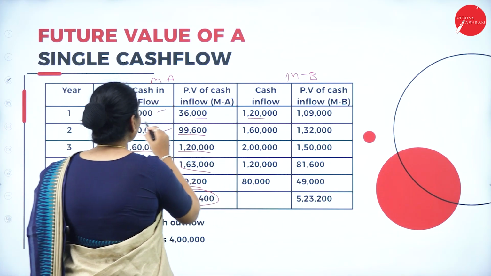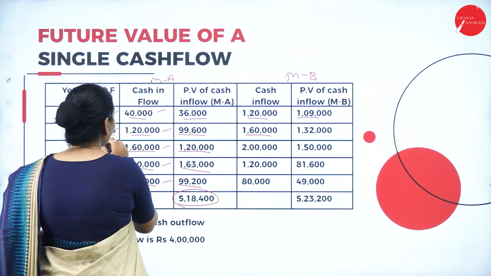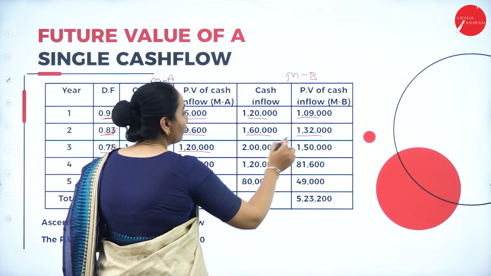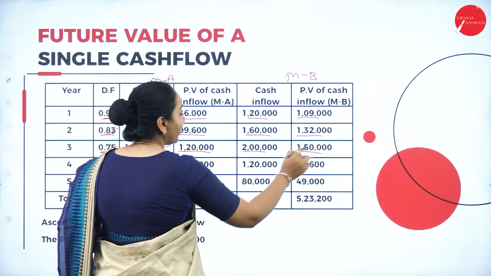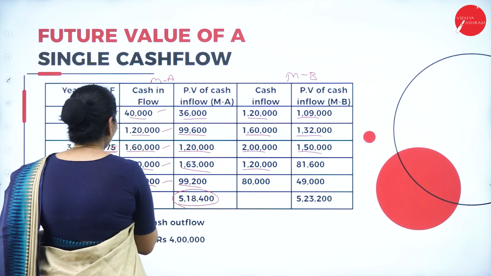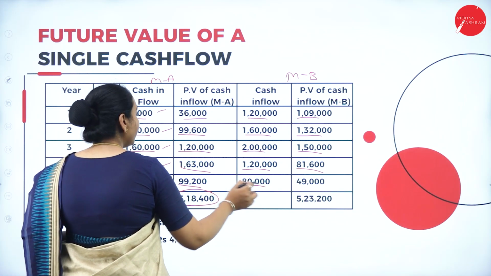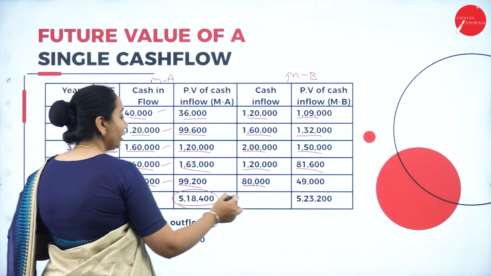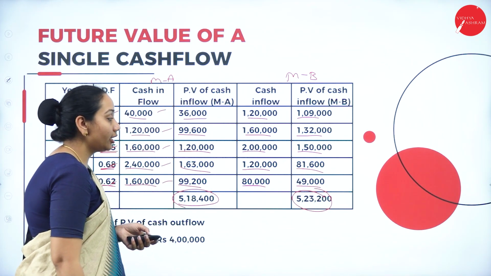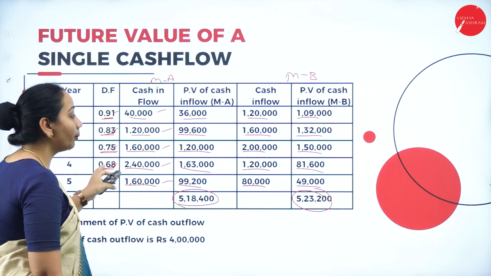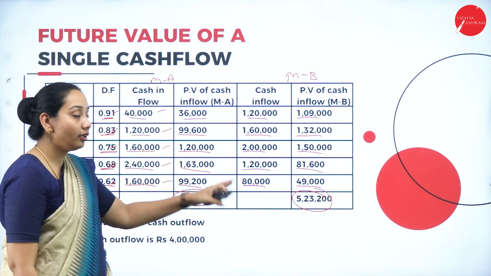This is for the machine B. So 1,20,000 into 0.91 will get 1,09,000. 1,60,000 into 0.83 will get 1,32,000. 2 lakh into 0.75 will get 1,50,000. 1,20,000 into 0.68 will get 81,600. Then 80,000 into 0.62 will get 49,000. So if you add all these, we'll get 5,23,200. So this is the computation of the present value of cash inflow for machine A and machine B.